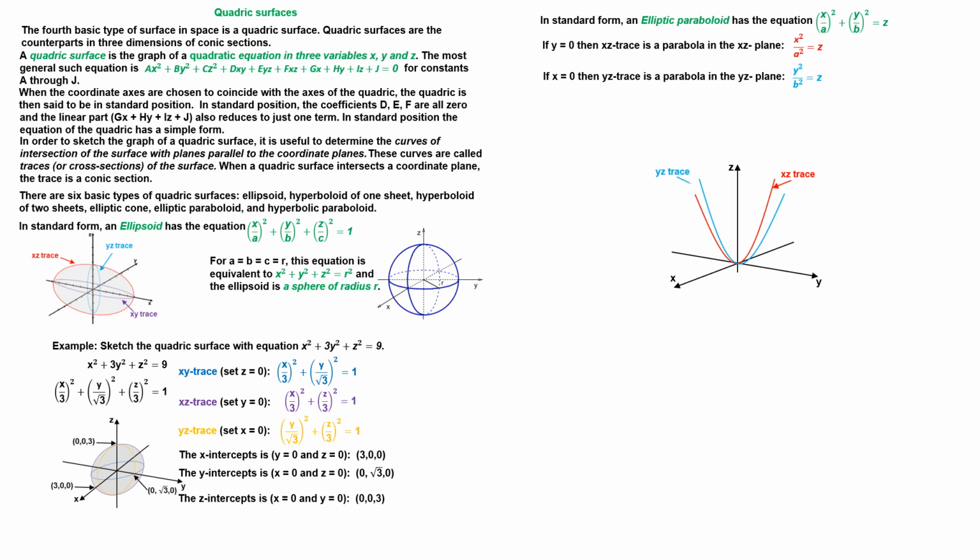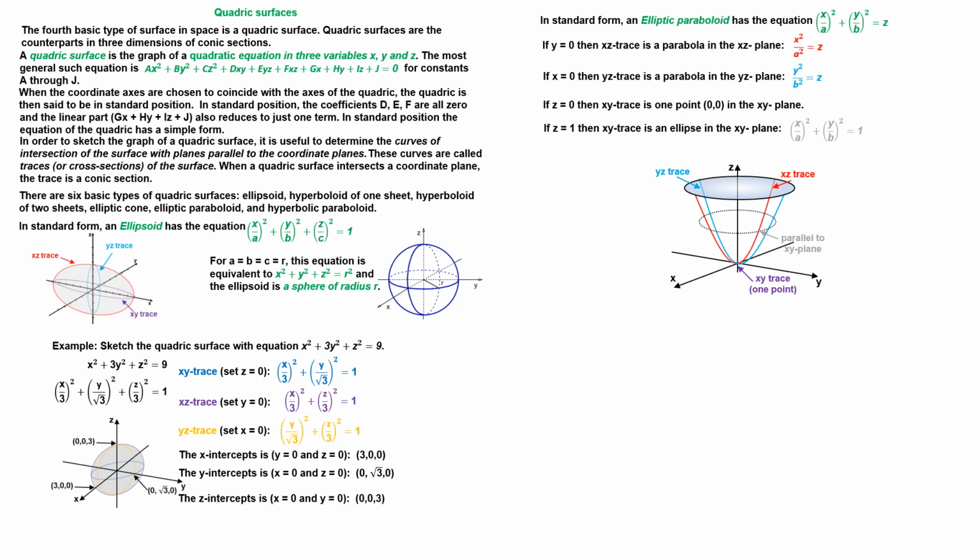If z equals 0, then the xy trace is one point in the xy plane. If z equals 1, then the xy trace is an ellipse in the xy plane. The variable raised to the first power indicates the axis of the paraboloid. The following example illustrates how you can sketch the graph of an elliptic paraboloid.